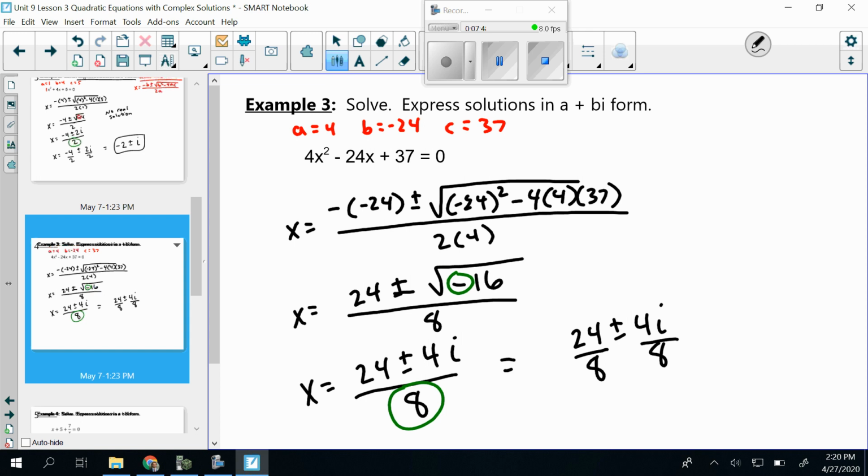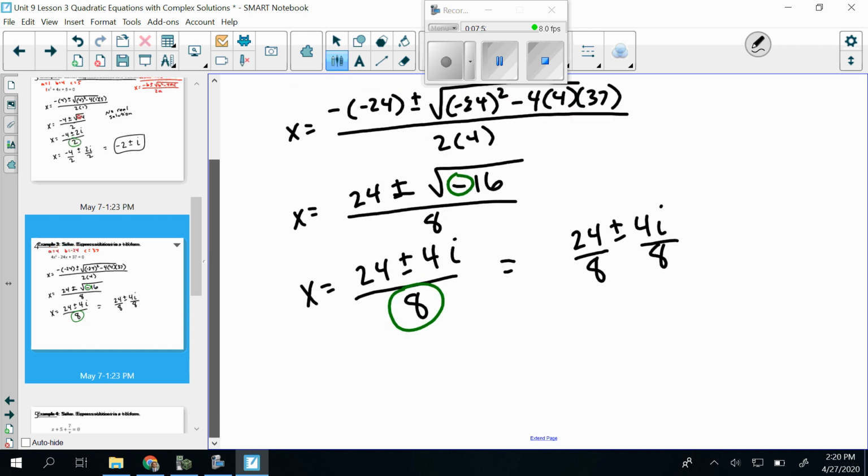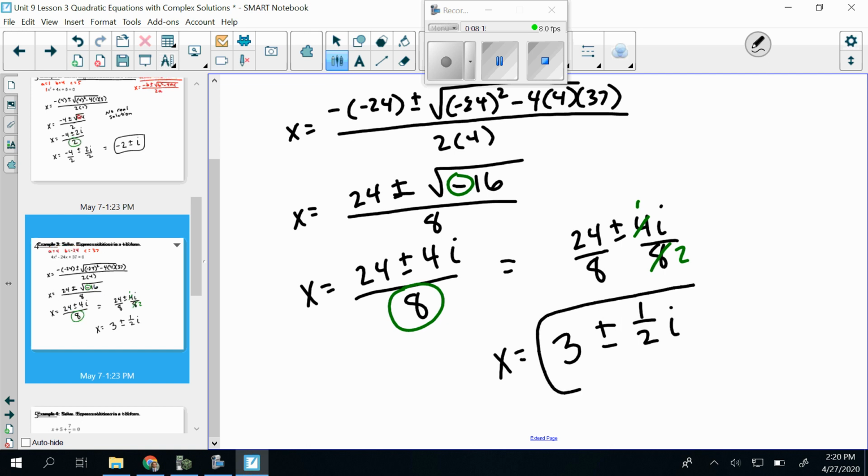And then if you can simplify either of those fractions, do it. In this case, we can. With both of these, there are numbers that go into both. On the first one, 8 does go into 24 3 times, plus or minus. 8 doesn't go into 4, but we know 4 goes into both of these. 4 goes in here once, 4 goes in here twice. So with that second part, you'd end up with 1/2 i. So that's how we'd write out the solution on that one.